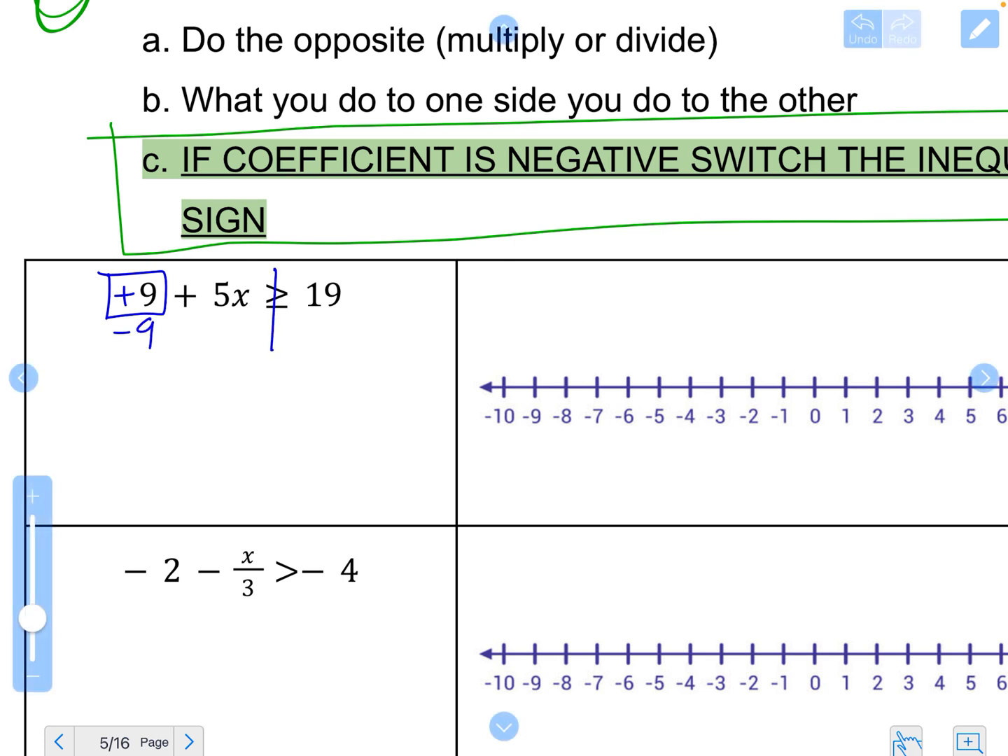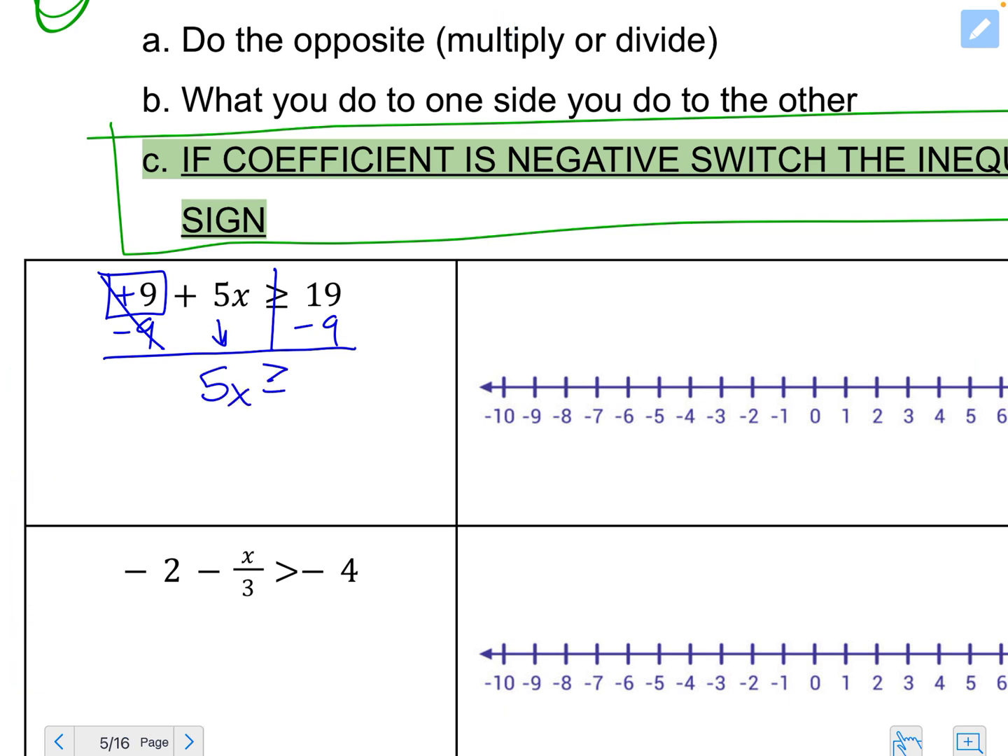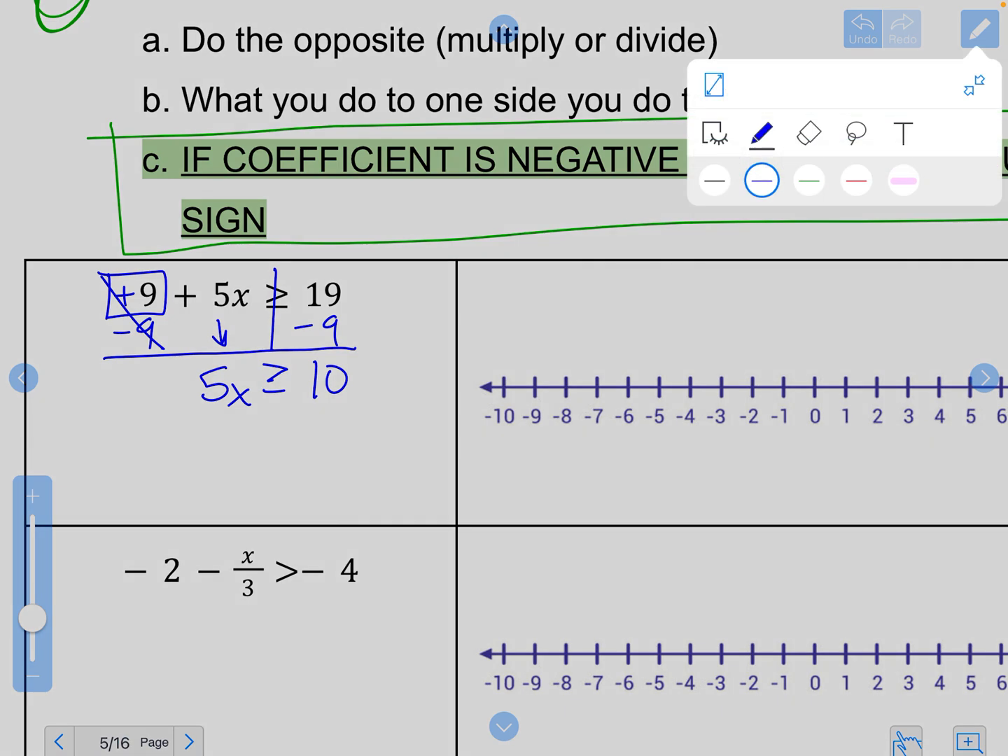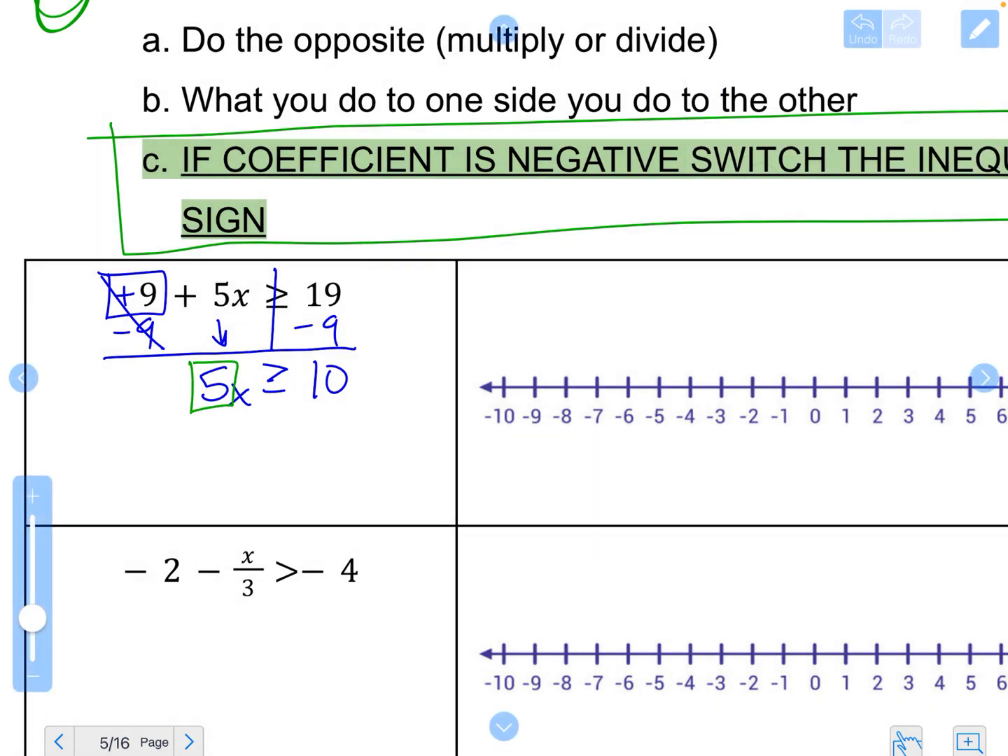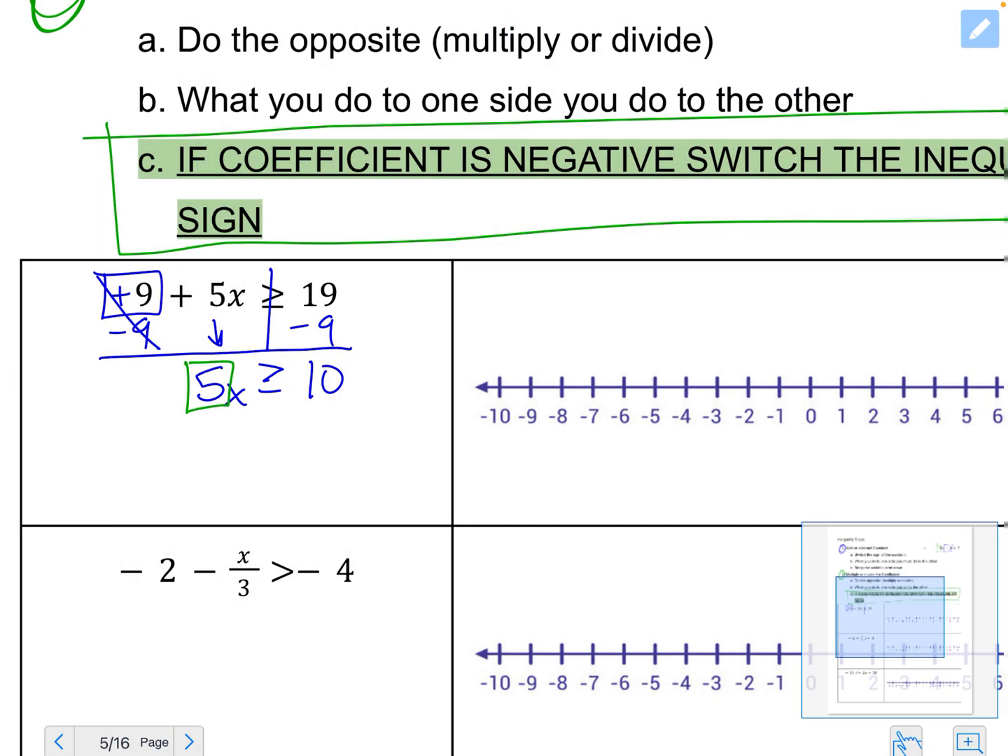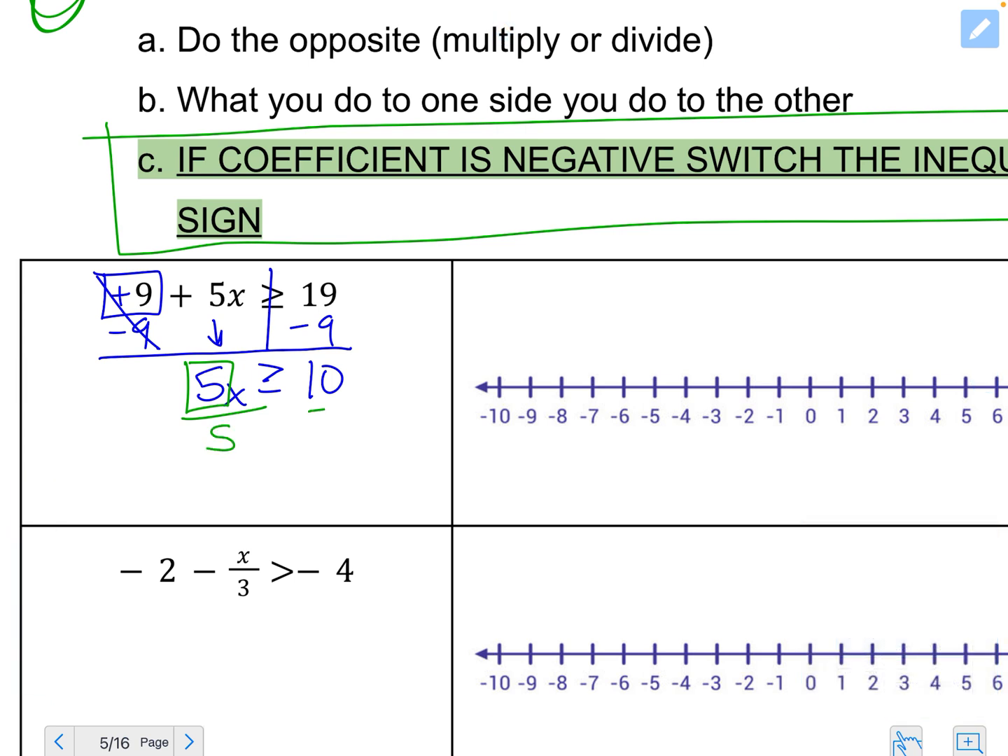So I need to flip the sign. What I do to one side of the equation, I have to do to the other. My 9's cancel. I bring my 5x down, less than or equal to, and then 19 minus 9 is 10. 5 is my coefficient. A number next to a letter means multiply, so the opposite of multiply is divide. So x is going to be greater than or equal to 10 divided by 5, which is 2.